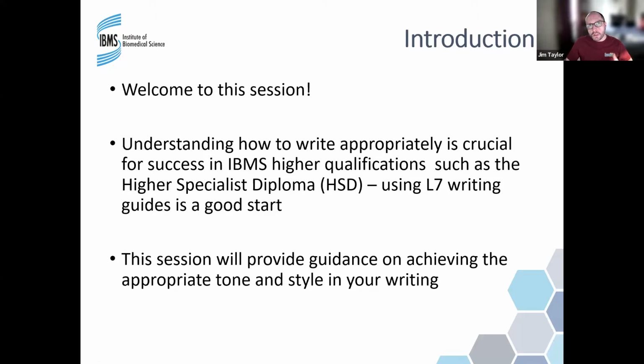What we're going to do is talk through the whole process of writing at level 7, so writing at the appropriate level for the HSD, and then we'll dig into some specifics using a couple of previous examples and some best practice that Chris has amassed over the time that he's been managing these qualifications.